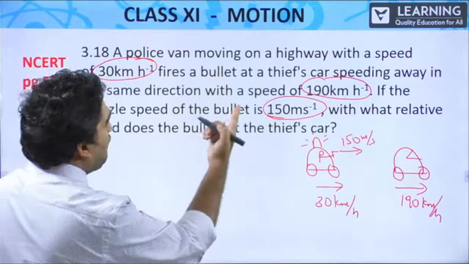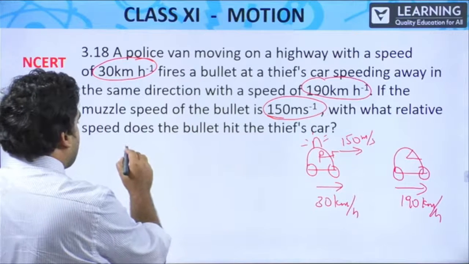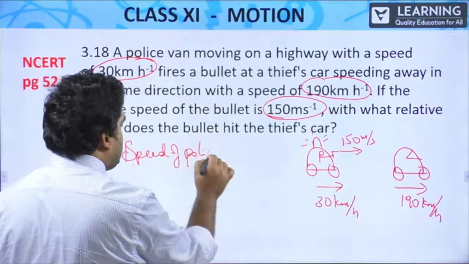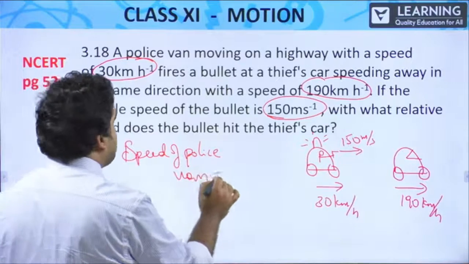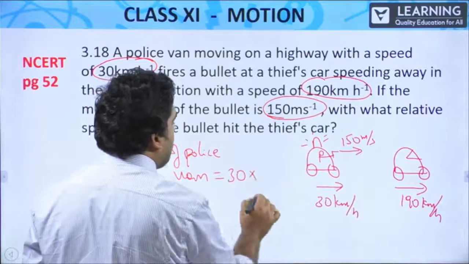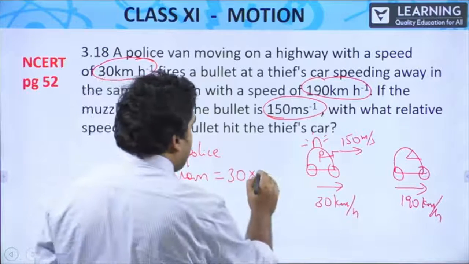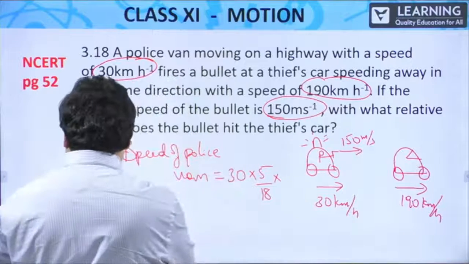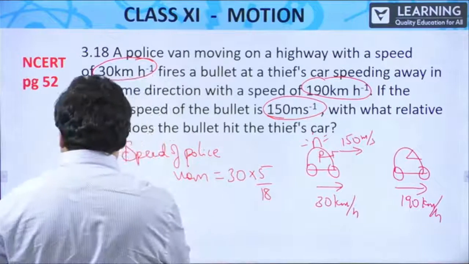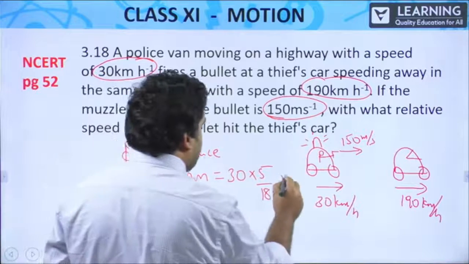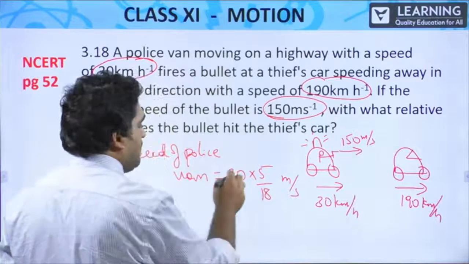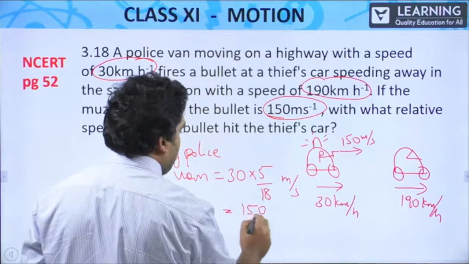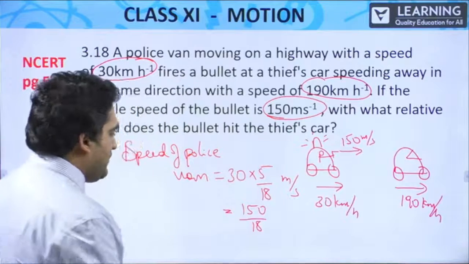Speed of police van, which is equal to 30 km per hour converted to meter per second. So the conversion factor would be 5 by 18 meter per second. So 30 times 5 by 18, you could write it as 150 by 18 meter per second.